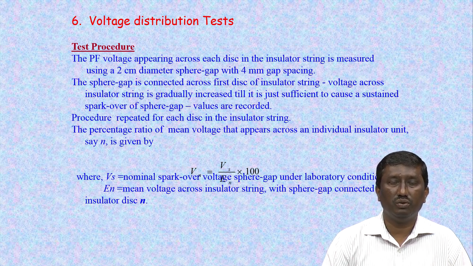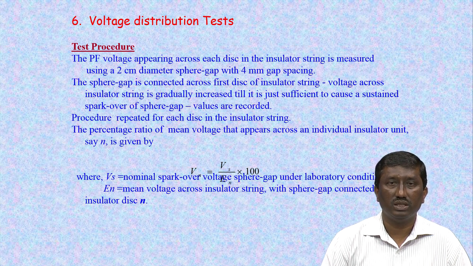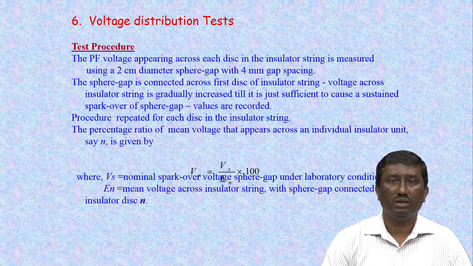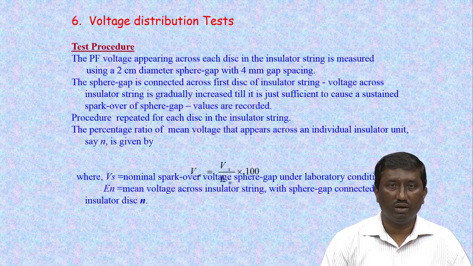The procedure is that you physically connect the sphere gap arrangement across each disc, apply the voltage, and see the breakdown of the small sphere gap. The sphere gap is connected first at the line end and moved up to the ground end, and across every insulator, 5 breakdown or sparkover readings are normally taken. This is then repeated for all the insulator units in the transmission line.